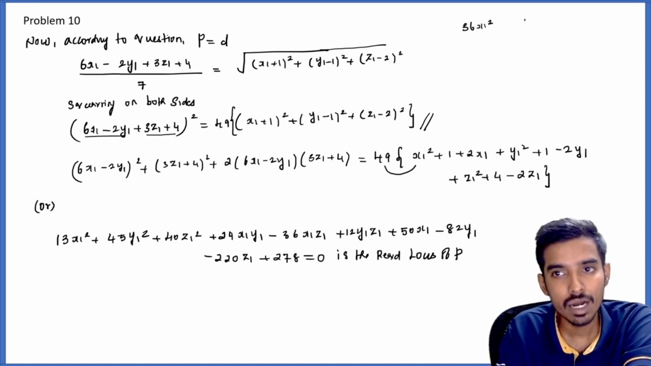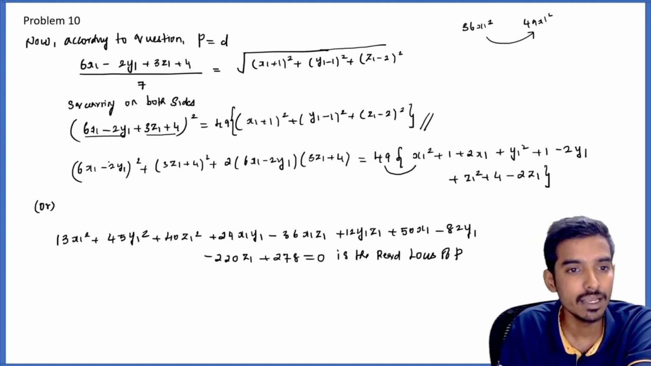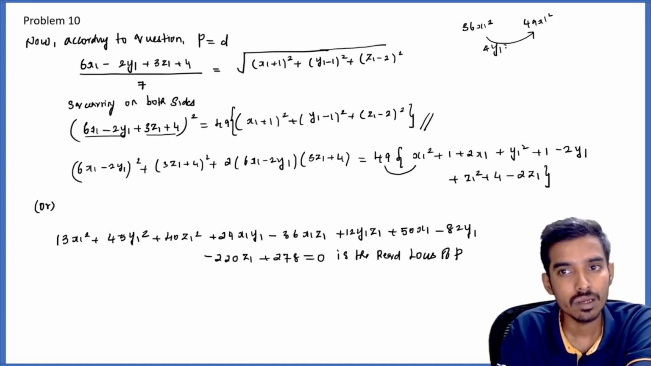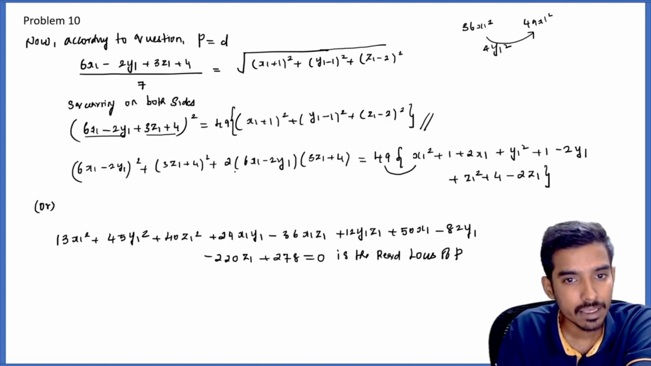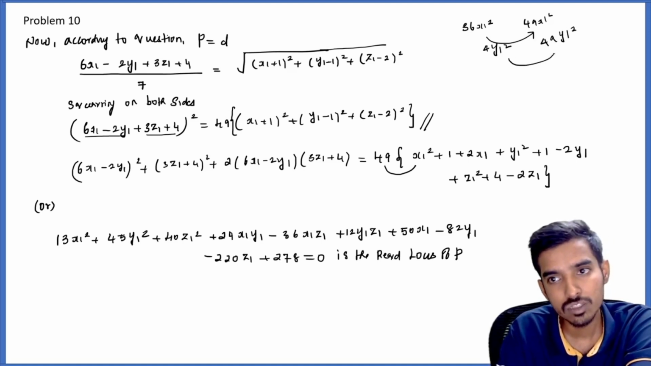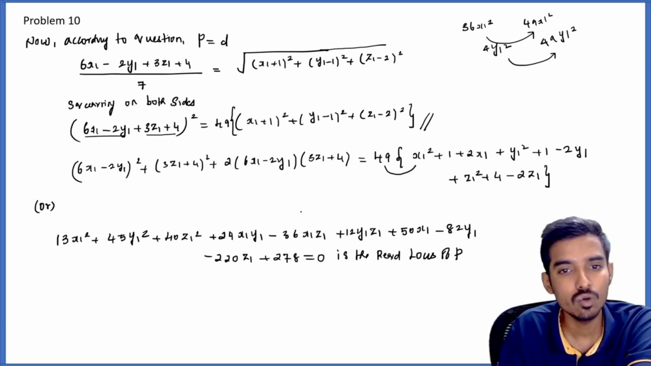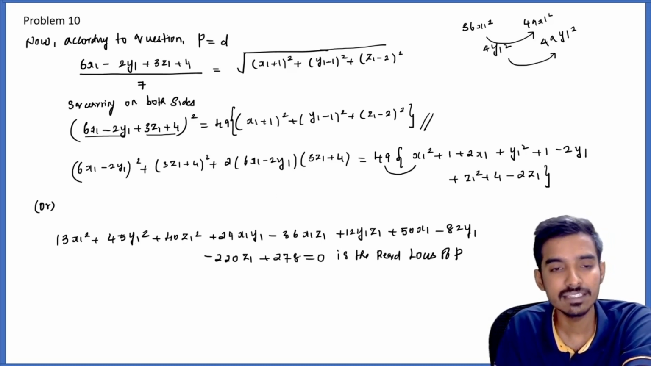And here you will have 49x1 square. So bring this to that side. You will have 49 minus 36, that is 13x1 square, right? And similarly, here you will have 4y1 square, and here you will have 49y1 square. So bring this to that side and subtract. You will have 45y1 square, right? Similarly, you can do all those. You will be getting this as the required locus.